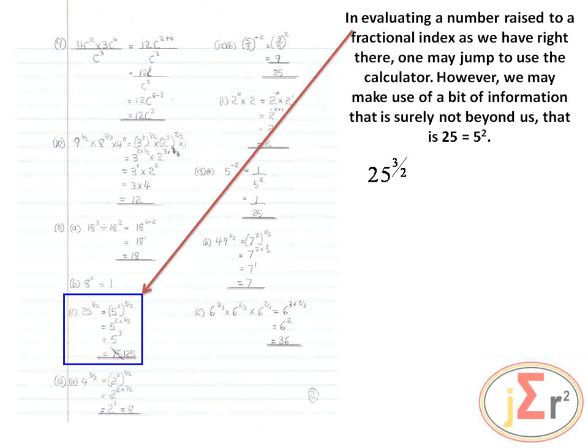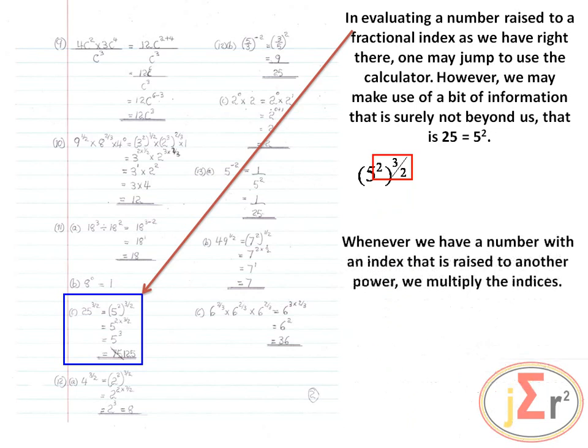Well, it is not unfair of the examiners, because we should have some bits and pieces of information that can make such a calculation very simple without the use of a calculator. And it is as easy as 25 is equal to 5 raised to the power of 2. So what do we do? Replace 25 with 5 to the power of 2.